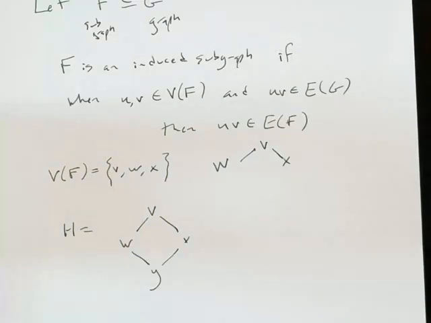And I kept both vertices V and Y. If there's an edge connecting them in G, there has to be that edge connecting them in here for it to be induced. I have to keep all the edges between the vertices I kept. I threw out VY, so that's not induced.